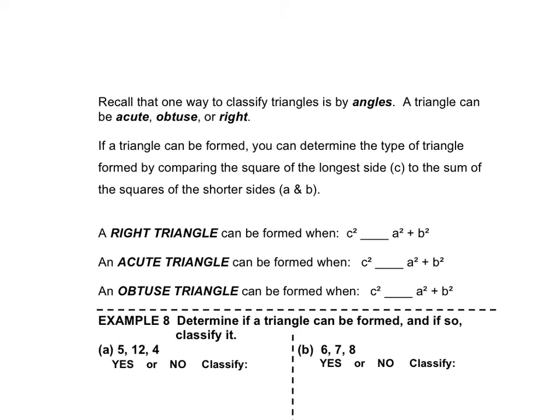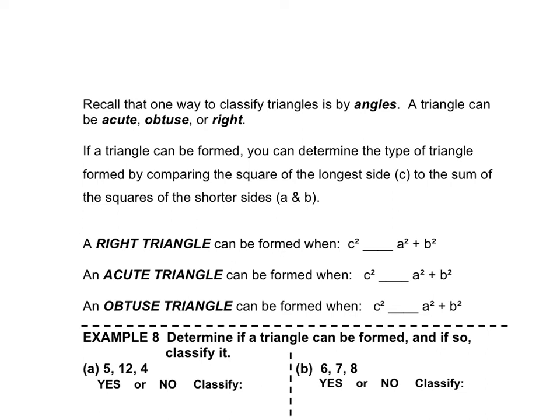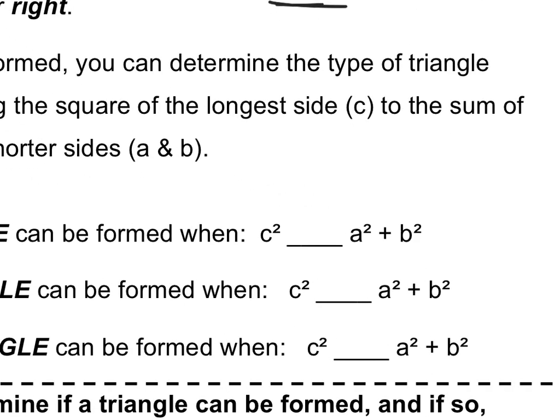Next page. So now we can classify triangles by angles, and people got these mixed up with side lengths. So remember, this is angles, okay? A triangle can be acute, obtuse, or right. And remember, the Pythagorean theorem only works on right triangles, so this might be helpful. If a triangle can be formed, you can determine the type of triangle by comparing the square of the longest side to the sum of the squares of the shorter sides. So basically we're going to take c squared and figure out if it's equal to, less than, or greater than a squared plus b squared. In a right triangle, obviously they're going to have to be equal, because that's how the Pythagorean theorem works.